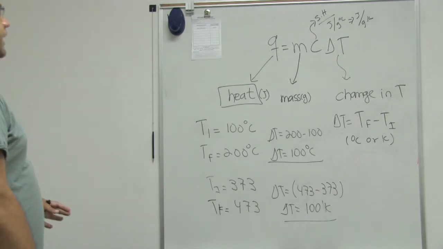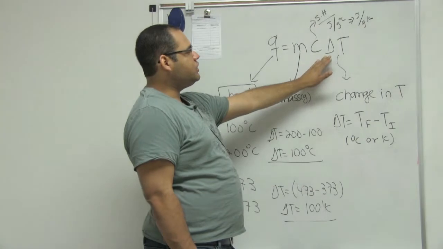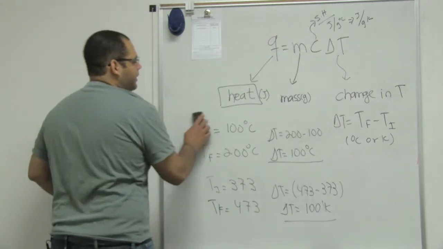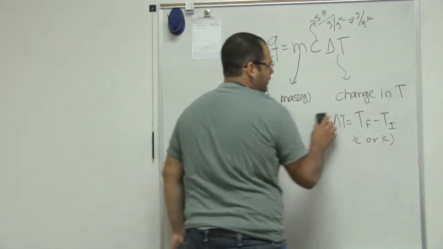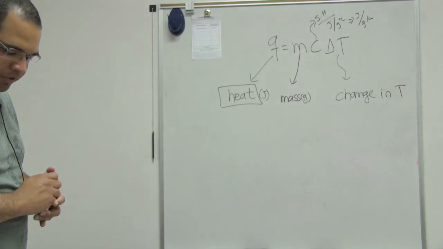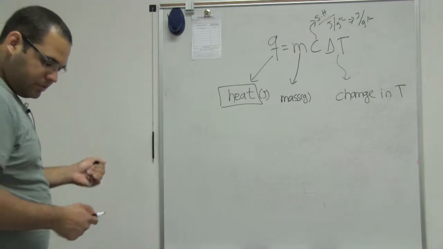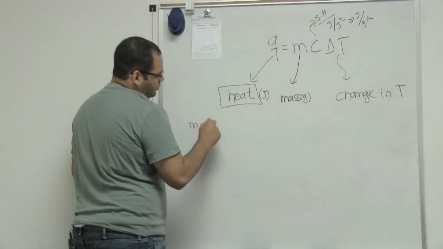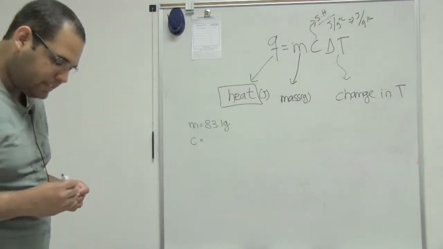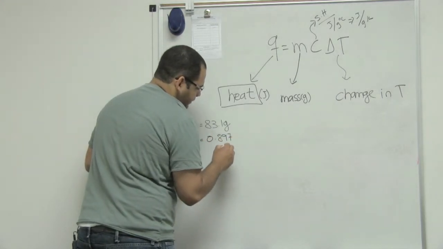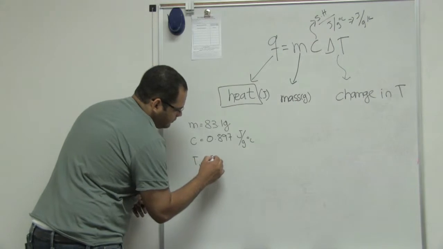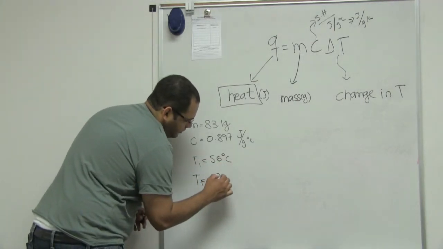Okay, so now that we understand heat, mass, specific heat, and change in temperature, we can solve some problems. So let's say the question tells me, I want you to erase the formula. But the question says, how many joules are required to heat 83.1 grams of aluminum from 56 Celsius to 300 Celsius? So, first of all, mass is equal to 83.1 grams. Specific heat of aluminum, it's in a table, it is 0.897 joules per gram per Celsius. And the initial temperature given in the question is 56 Celsius, and final temperature is equal to 300 Celsius.